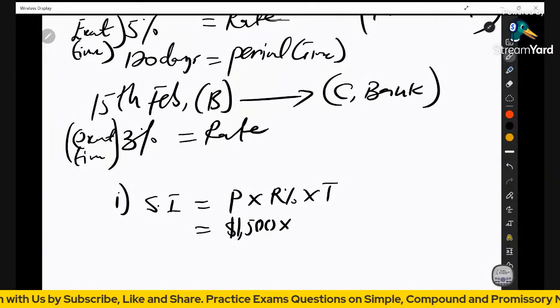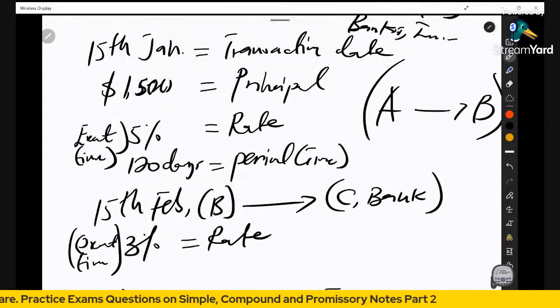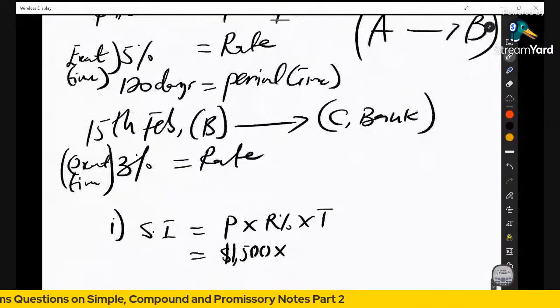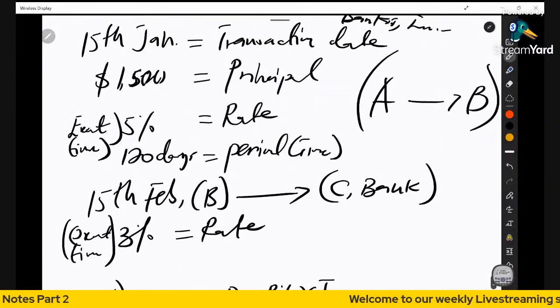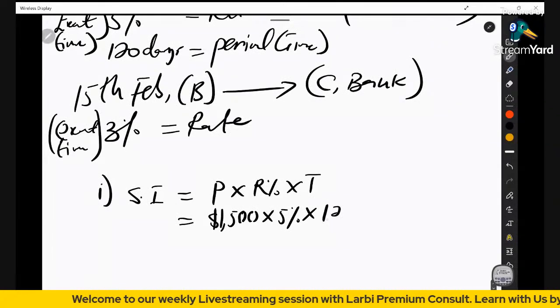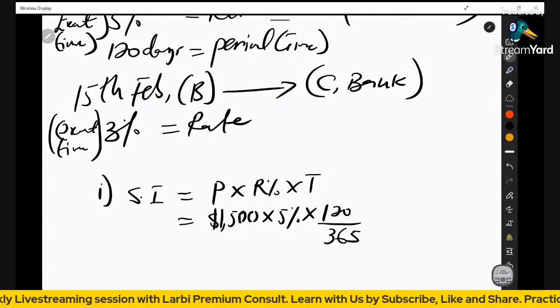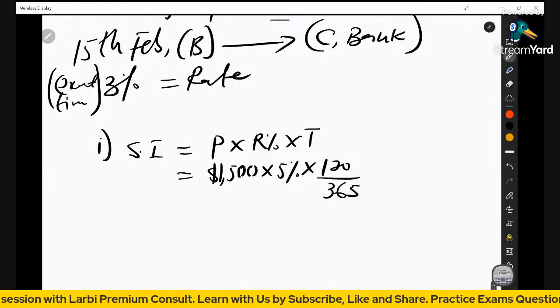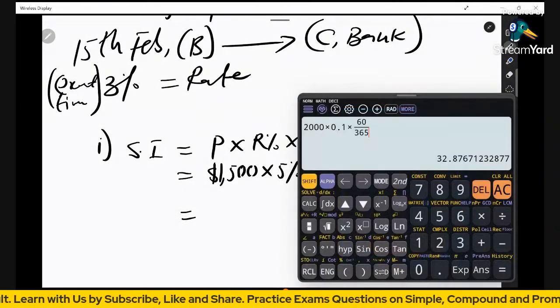$1,005. Multiplying the rate of what? What was the rate here? The rate between A and B was 5%. It's exact time, so 5%. Okay, and then multiply the time. In terms of period, it was 120 days. So since we are using exact time, that should be 120 days divided by 365 days.